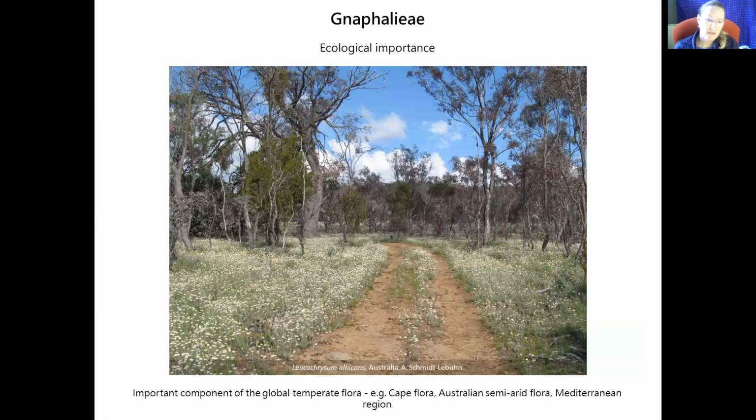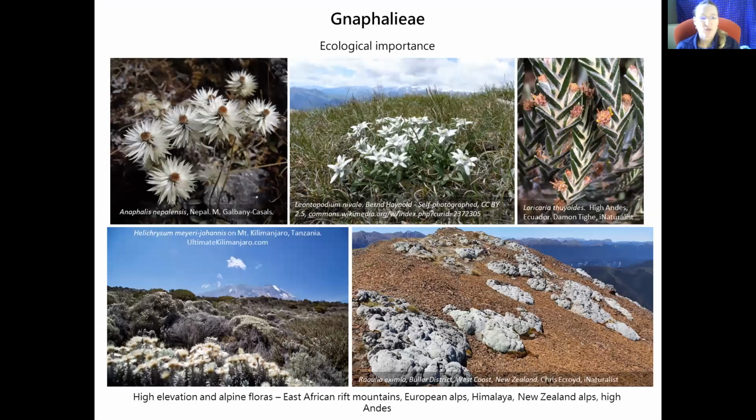Ecologically, the Gnaphalieae are an important component of the global temperate flora. So, for example, the species-rich shrublands of the Cape and other Mediterranean-type regions. They're also an important component of high elevation and alpine floras across the globe, such as in the East African Rift Mountains, in the European Alps, in the Himalaya, the New Zealand Alps, and in the high Andes in South America.